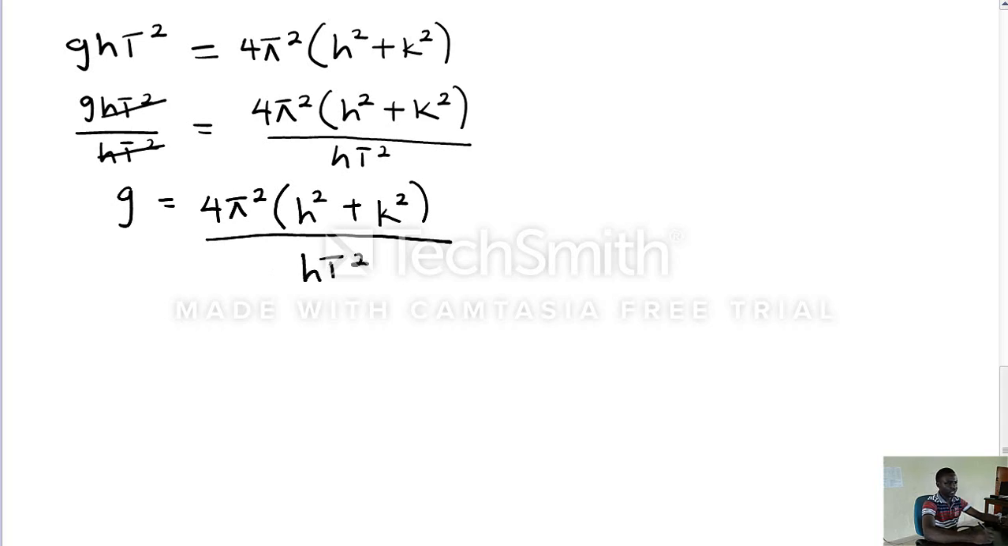And I think this cannot be simplified further. So this is the expression for g. So when you're asked to make g the subject of the formula in questions like this, this is what you have to do.